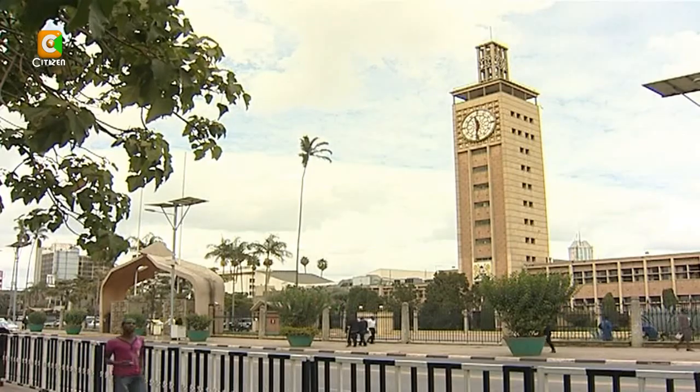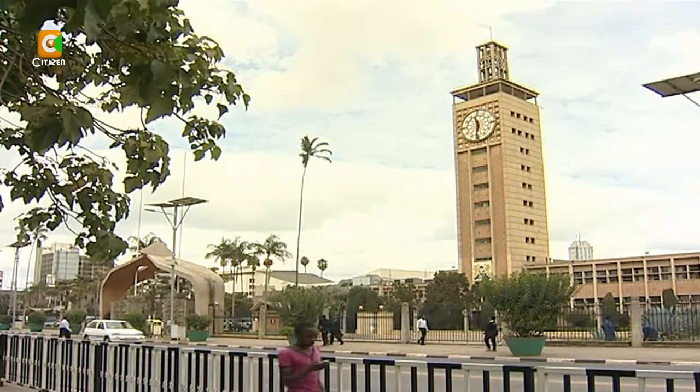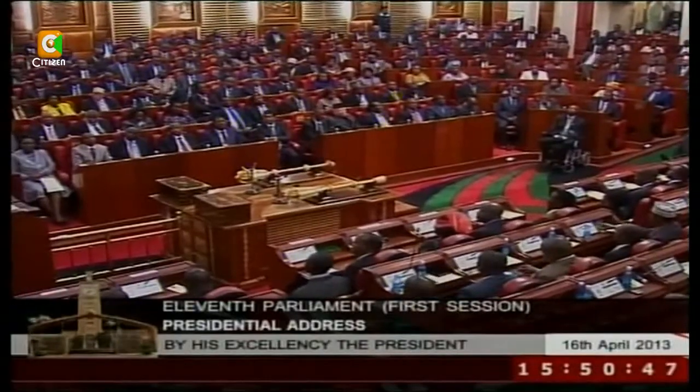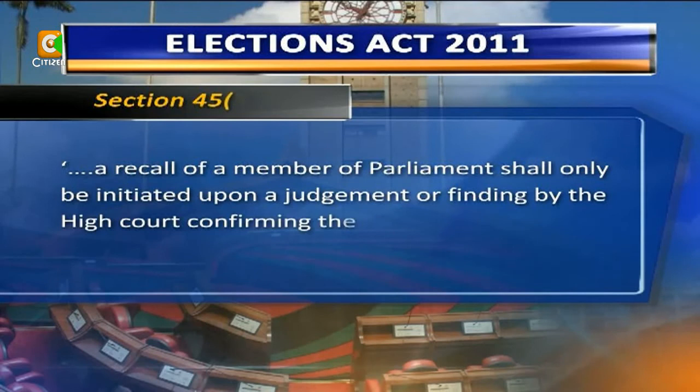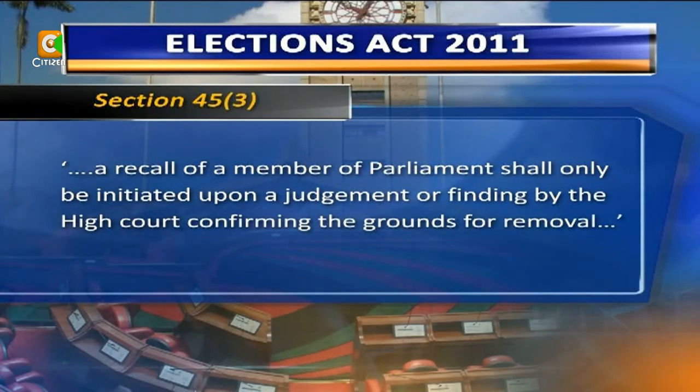The Act, however, makes it almost impossible to unseat a member of parliament, even though it lists the grounds for recall of lawmakers. Section 45(3) of the Elections Act provides that the process of recalling a lawmaker can only be initiated once the High Court confirms that there were sufficient grounds for the removal. What I'm only saying is, if you want to go that route, it's not a walk in the park.